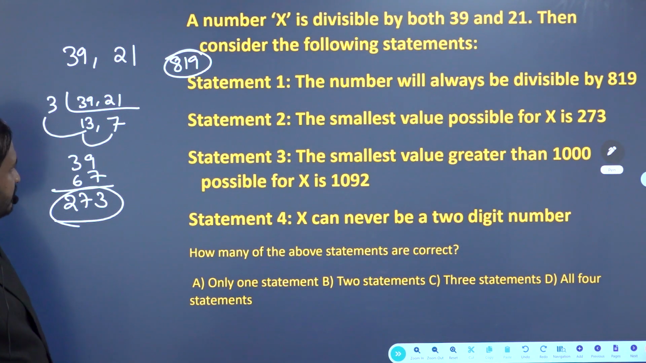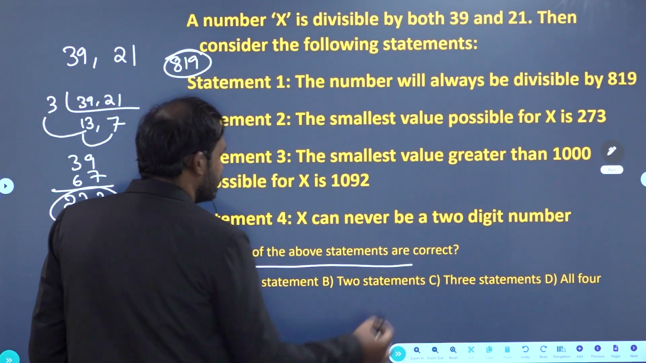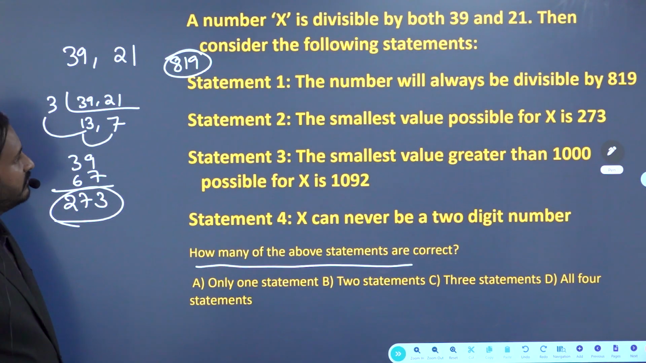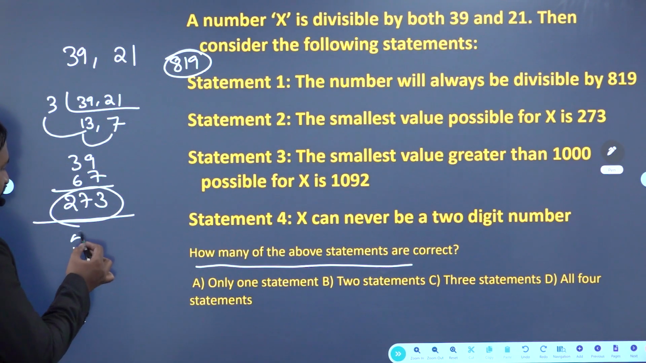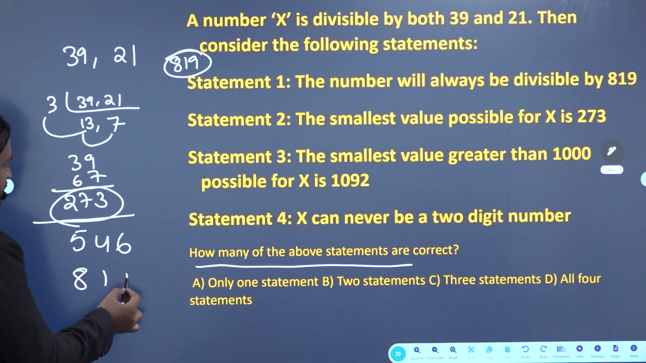Now, first statement. How many of the above statements are correct? The question is how many of the above statements are correct? First statement: the number will always be divisible by 819. See, the first number is 273. The next number will be 546. And the next number will be 819. Like this it will go on.